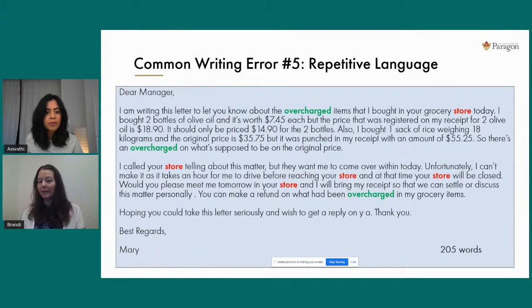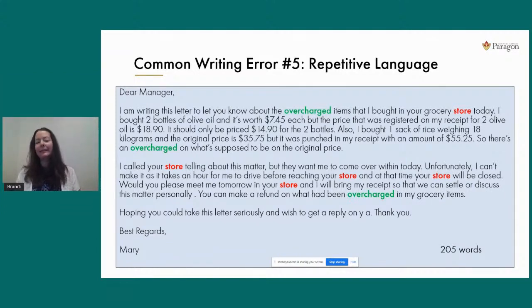And what's more, that word overcharged, it's not our own vocabulary. The word overcharged was actually on the test instructions. So not only have we repeated ourselves, we've actually borrowed or copied right from the test itself. So we're really not showcasing to the raters that we do have our own strong vocabulary. Okay, and the other problem I noticed with the repetitive language is that word store.